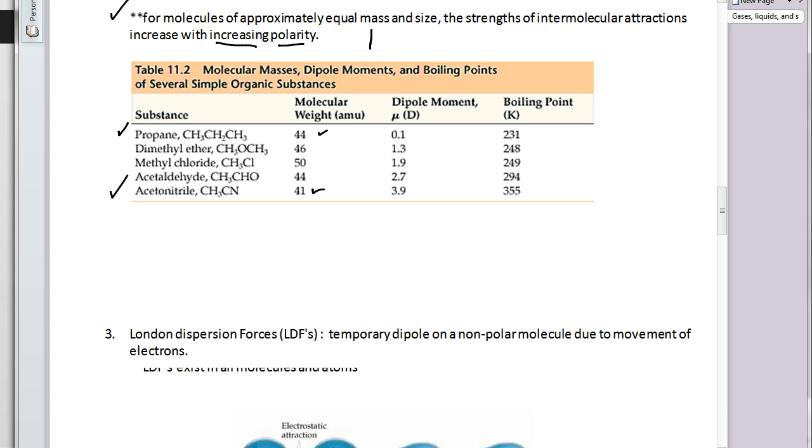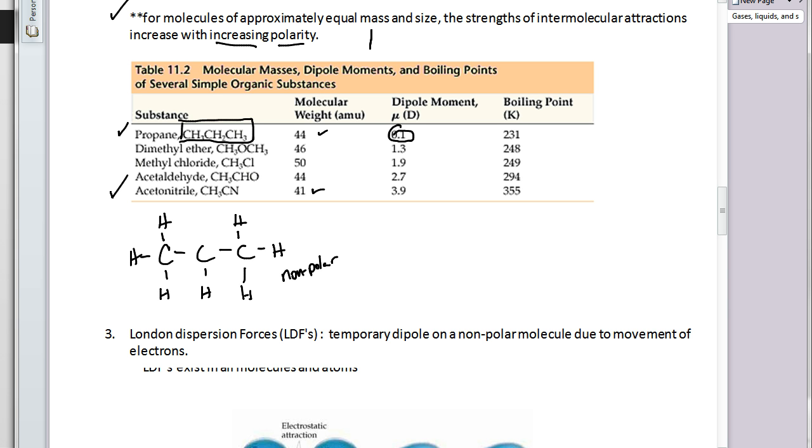Propane has a very, very low dipole moment. The reason is that if we draw the propane molecule, we have 3 carbons, all single bonded, and then around each carbon we have hydrogens, just like that. Hopefully you as a student can see this is a pretty nonpolar molecule. It's pretty symmetrical. There's not a whole lot going on here, and that's what's reflected in this value over here.